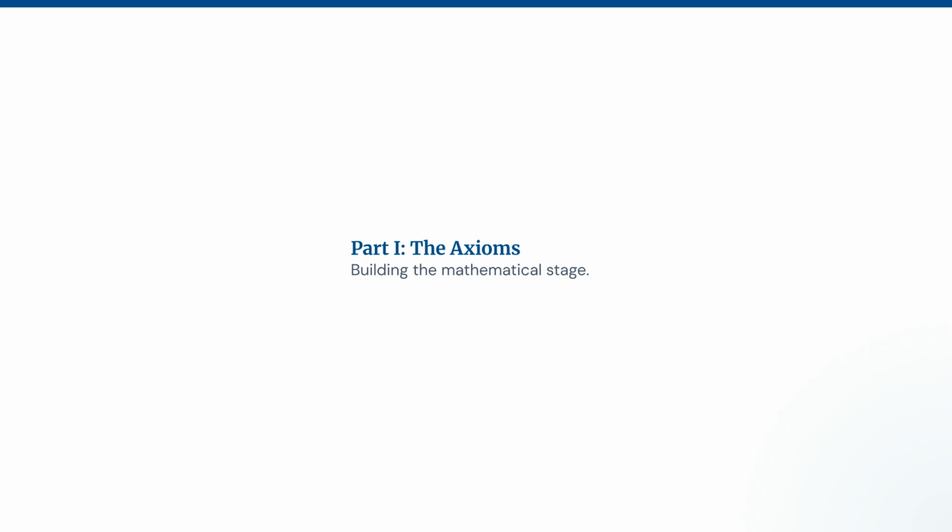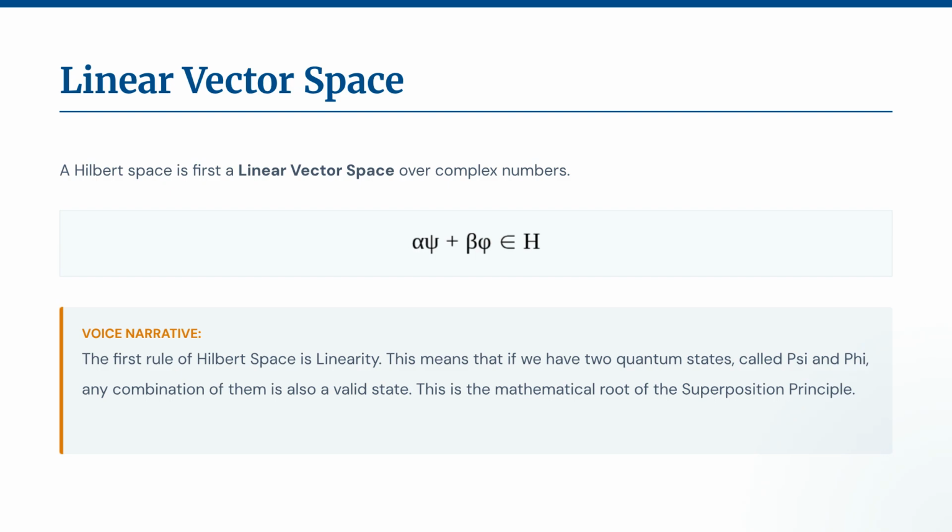We begin with part 1, the axioms, focusing on building the mathematical stage for quantum mechanics. The first rule of Hilbert space is linearity. If we have two quantum states, called psi and phi, any combination of them is also a valid state. This is the mathematical root of the superposition principle.